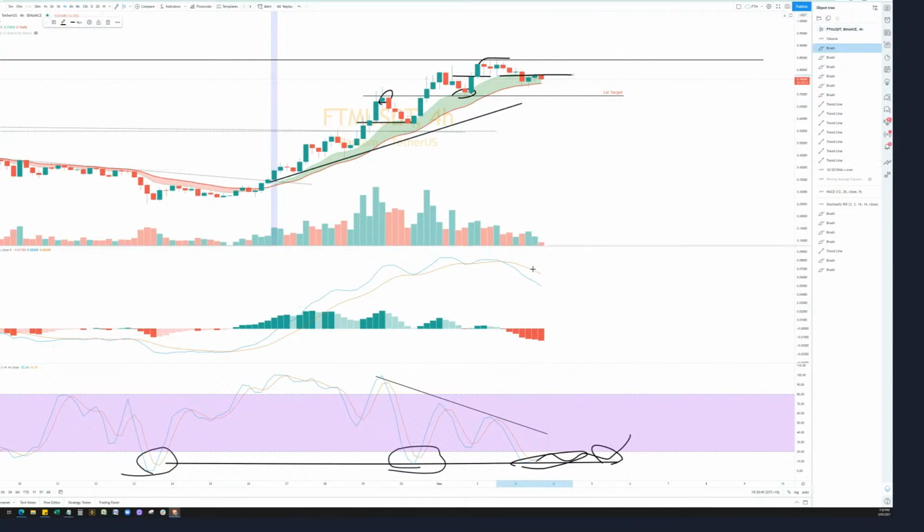The 4-hour MACD is still... So look at this histogram. The histogram tells you the distance between these two lines, and they're getting wider. So at the moment, it's not telling me to try to get in anytime soon. While these two lines are getting wider and wider apart, it's telling me there's more downward pressure. So right now, there's nothing that tells me to jump back in.